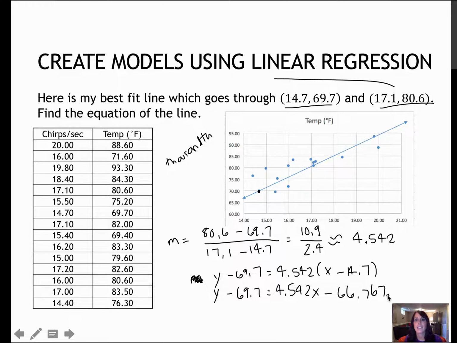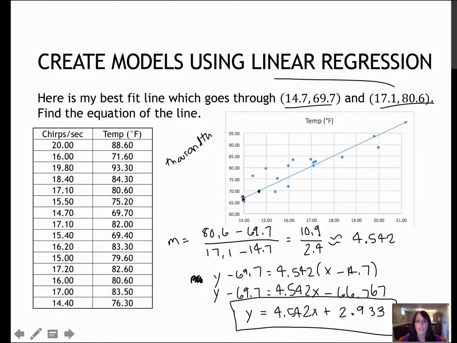I'm going to add the 69.7 over, which gives me positive 2.9326, so at this point I'm just going to round to 2.933. This is the equation that I have for this line. So that was my guess at what the best fit line would be.